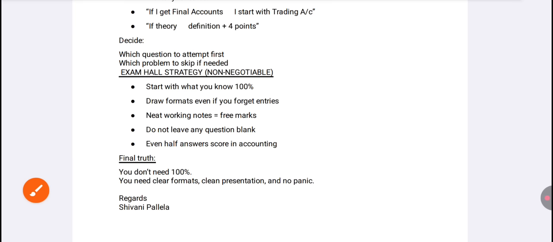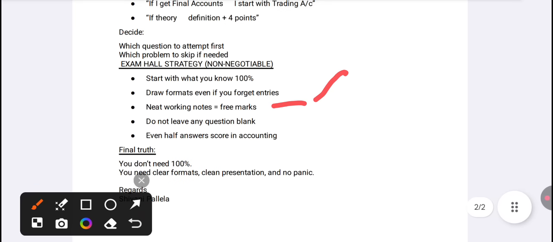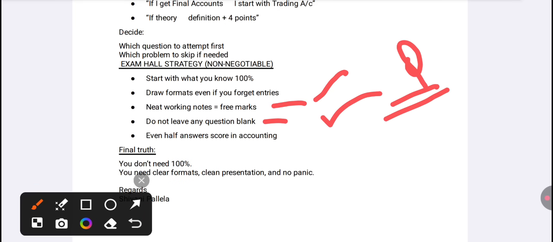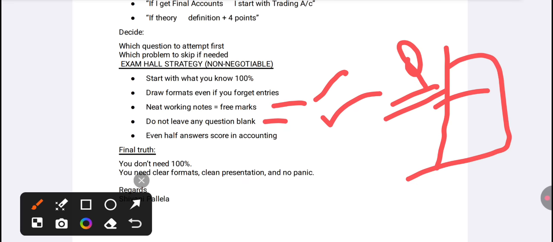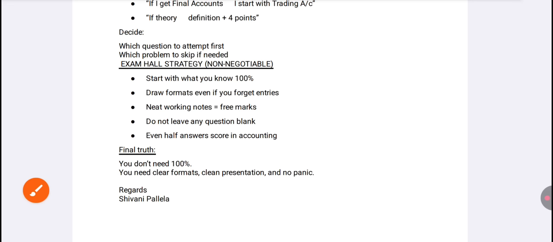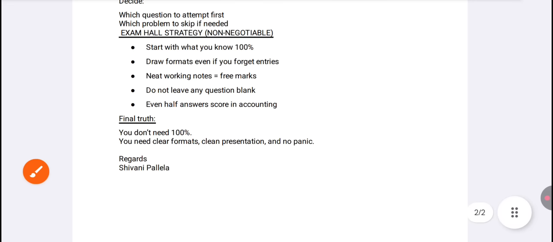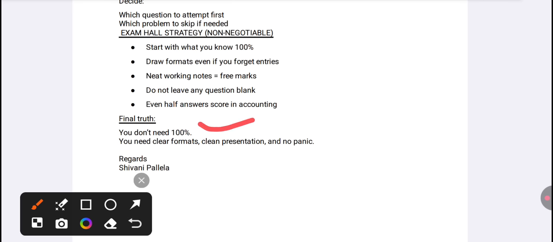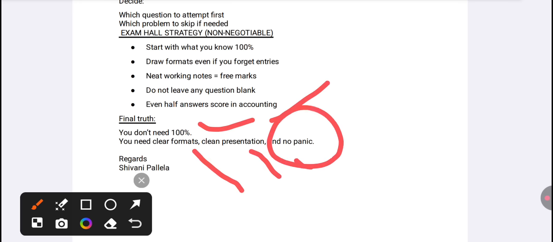Neat working notes will help you get free marks, and do not leave any question blank. Some students write the question number and leave the page blank. Don't do that. Even a half answer scores in accounting. Even if you have attempted only part of it, they will give 3 to 4 marks out of 12. You don't need to know 100% of your syllabus. All you need is clear formats, clean presentation, and not to panic.